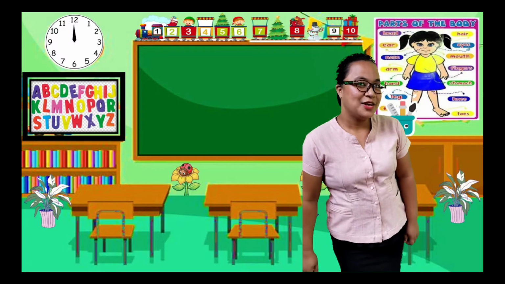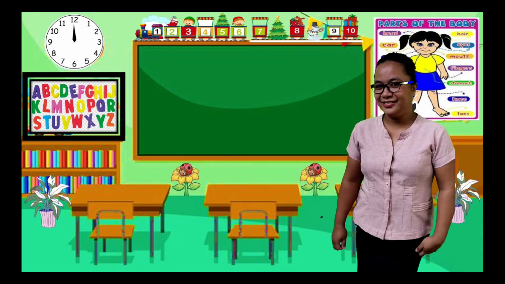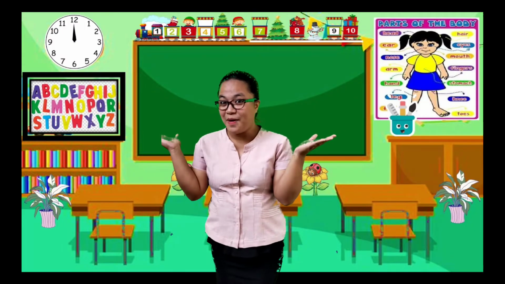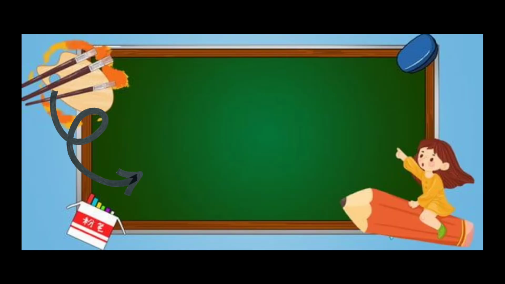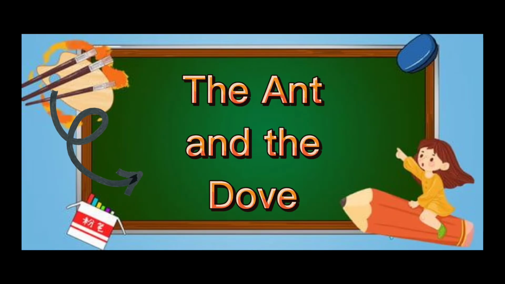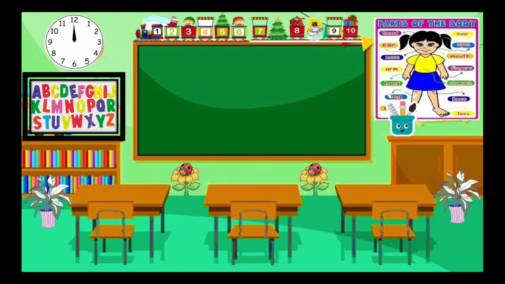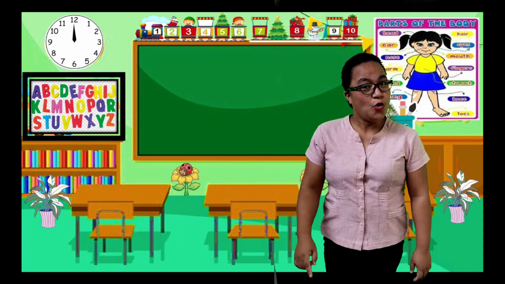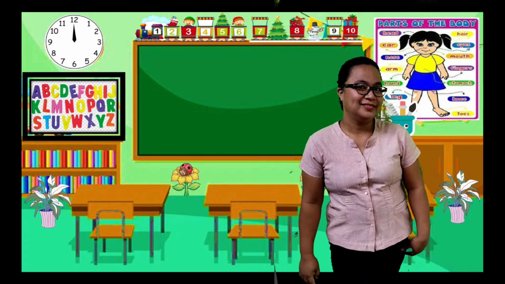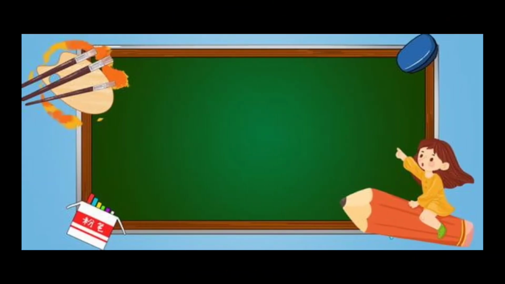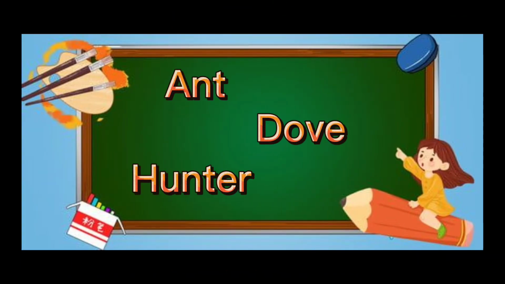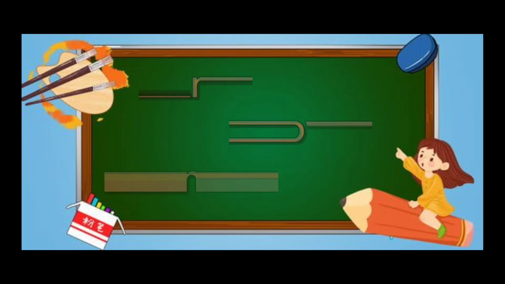Like the video, class? Wow, that's good to hear. What was the story all about? Very good! The story is all about the ant and the dove. Kids, who are the actors of the story? The actors of the story are the ant, the dove, and the hunter.